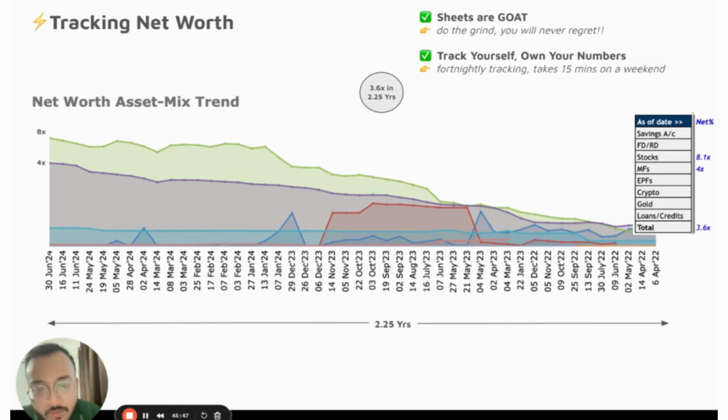I have only one bank account. I have only one credit card. I have only one debit card, and I'm very, very happy. I don't want to over diversify. If I feel the need, I might take up more accounts or more cards. But till now, over the last 8 years, I've never felt the need.